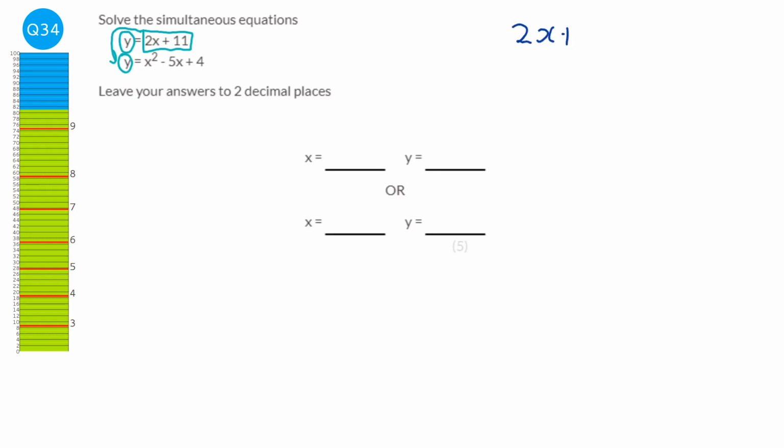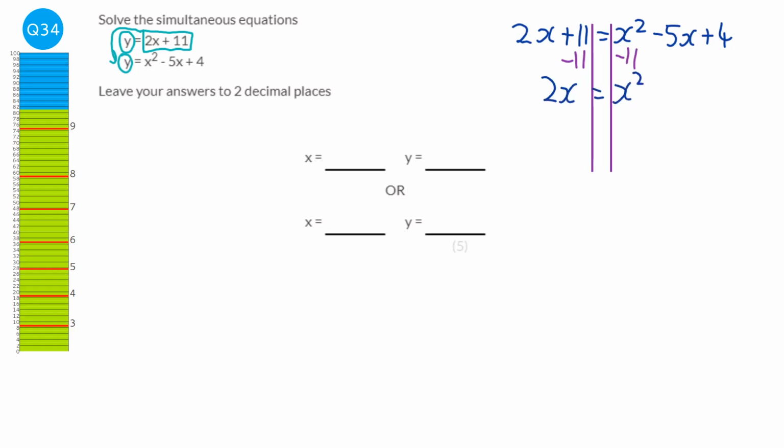So we've got 2x plus 11 equals x squared minus 5x plus 4. And we're just going to get everything equal to 0 so that we can solve it as a quadratic. So I'm just going to start by subtracting 11 both sides. So we've got 2x equals x squared minus 5x. What's that going to be? That's going to be minus 7. And then take away the 2x both sides. So we're going to have 0 equals x squared minus 7x minus 7.